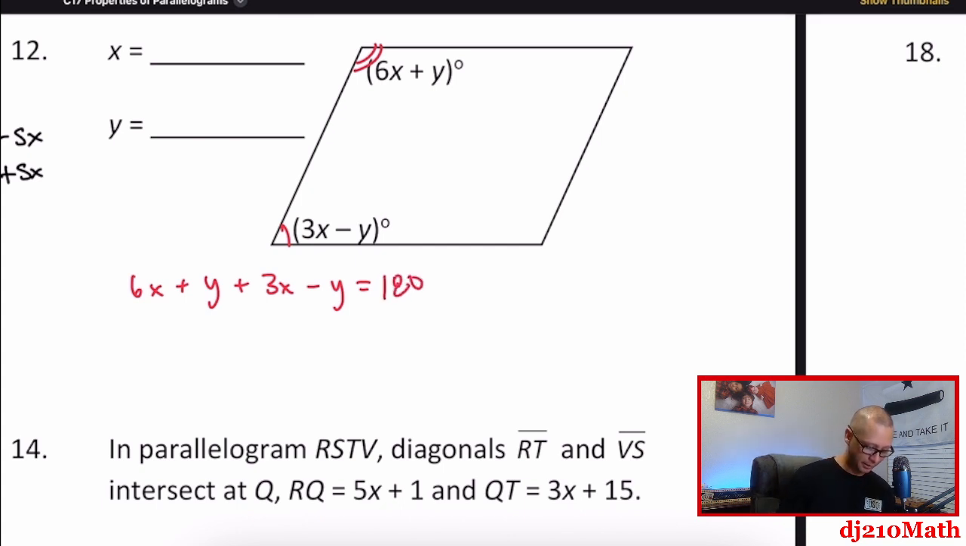Combining like terms here, we get 9x, and y minus y, that's nice, is 0, which is equal to 180. Divide both sides by 9. x is equal to 20. 180 divided by 9: 9 goes into 18 twice with a 0. So x is equal to 20.